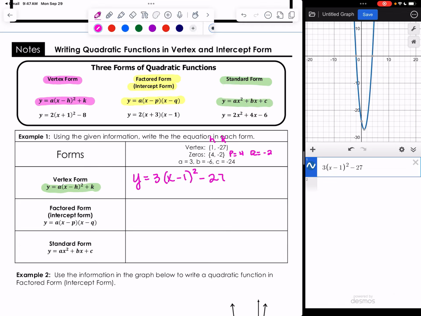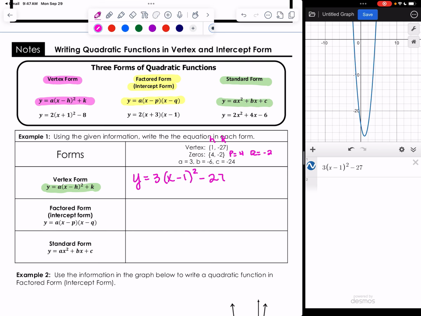So let me zoom out a little bit so you can see what that function looks like. Okay. All right. In factored form, oh, and by the way, let's click on the vertex so you can indeed see that the vertex is (1, negative 27).